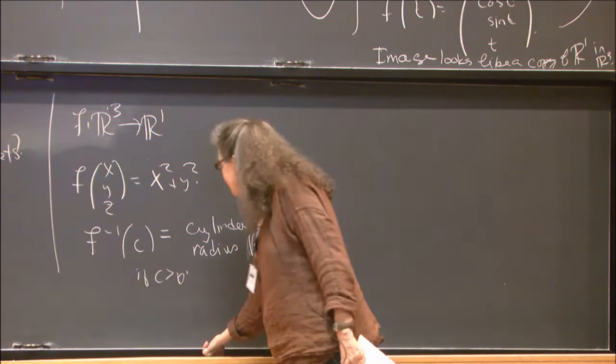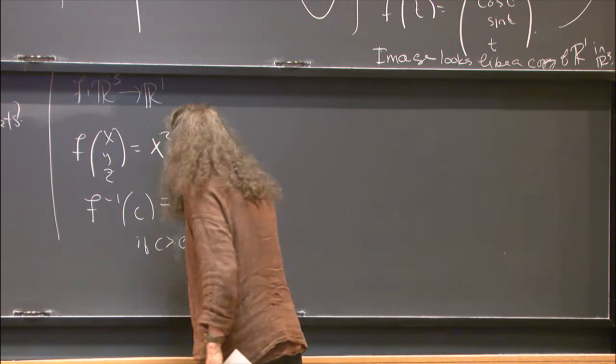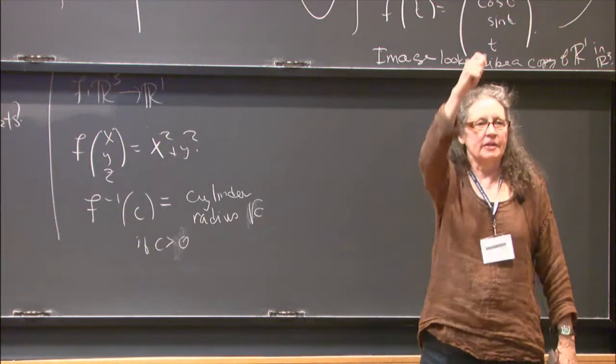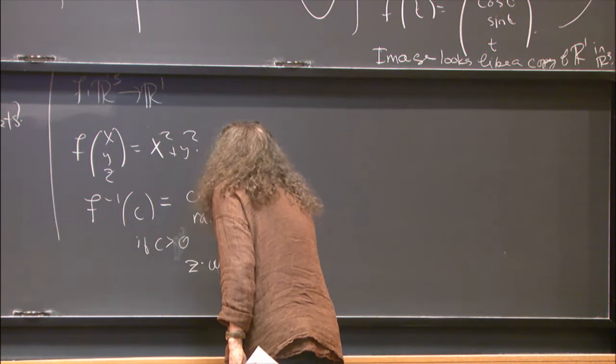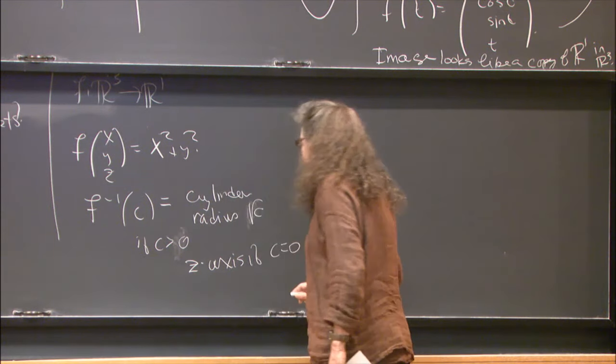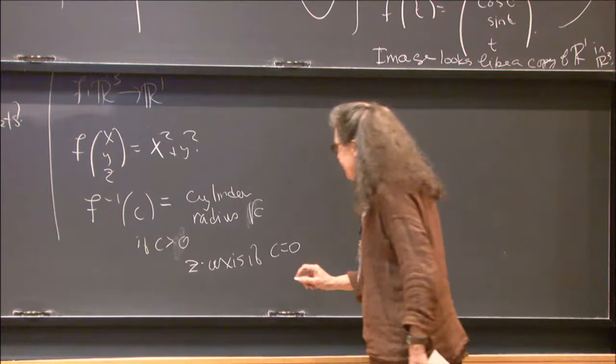If C is bigger than 0, what if C equals 0? What is it then? Just the z-axis, right? So the z-axis. If C equals 0, it's the z-axis, and if C is negative, it's the empty set, right?